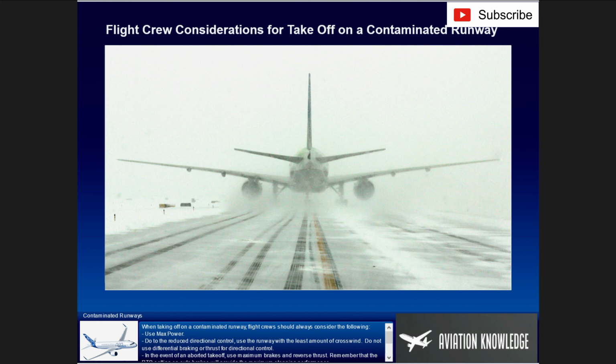When taking off on a contaminated runway, flight crews should always consider the following. 1. Use max power. 2. Due to the reduced directional control, use the runway with the least amount of crosswind. Do not use differential braking or thrust for directional control.